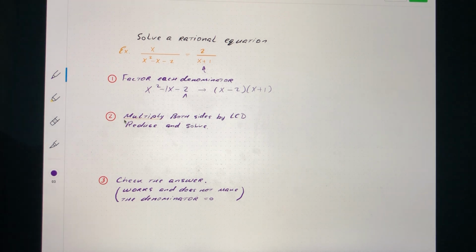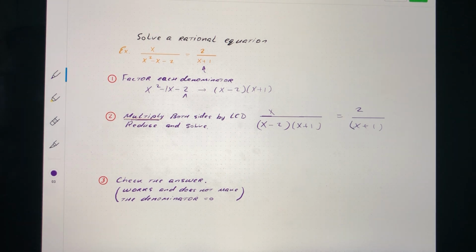The next step is to multiply both sides by our LCD. So we need to find the LCD. The equation originally looks like x divided by (x minus 2)(x plus 1) on one side, and on the other side we have 2 divided by x plus 1. So what is the LCD?